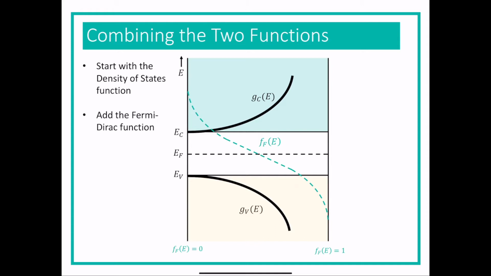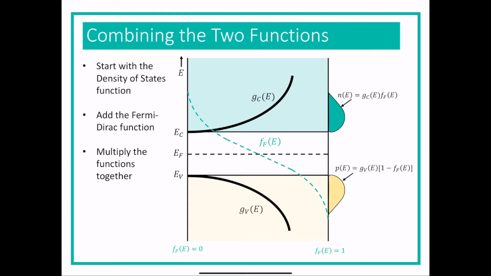So when we put these together, we can multiply the functions together. And when we do that, we get this little bulge out in the end. That's basically just taking the two functions, multiplying them together, and putting what that function looks like on the outside. And you'll notice it's just the two functions multiplied together. And we can do the same thing with the holes. This time we have to use 1 minus the Fermi-Dirac function because we're at the other end of the function.